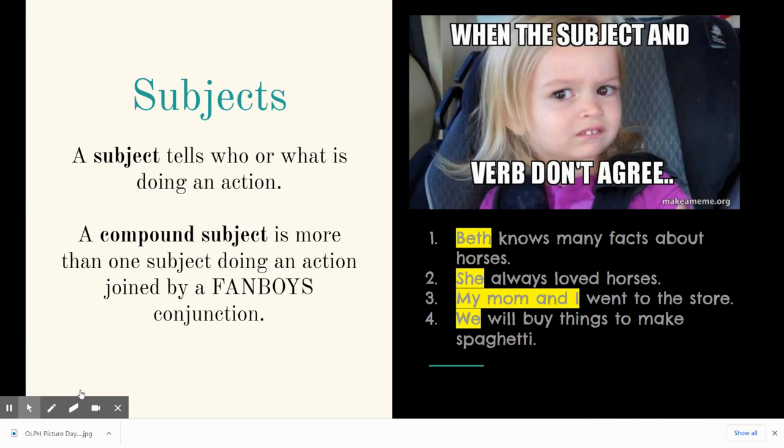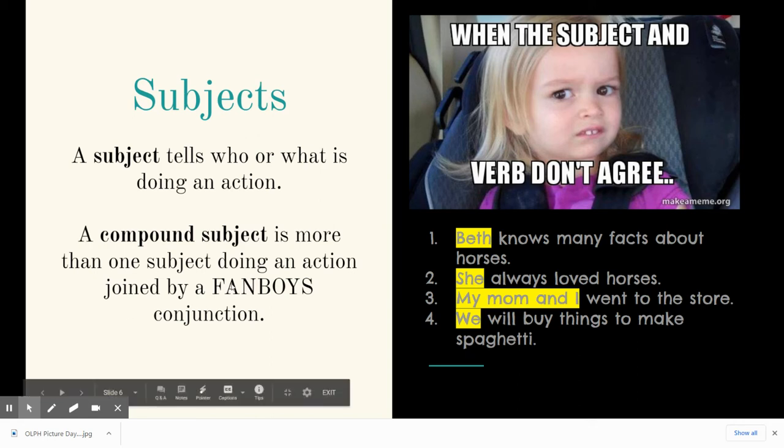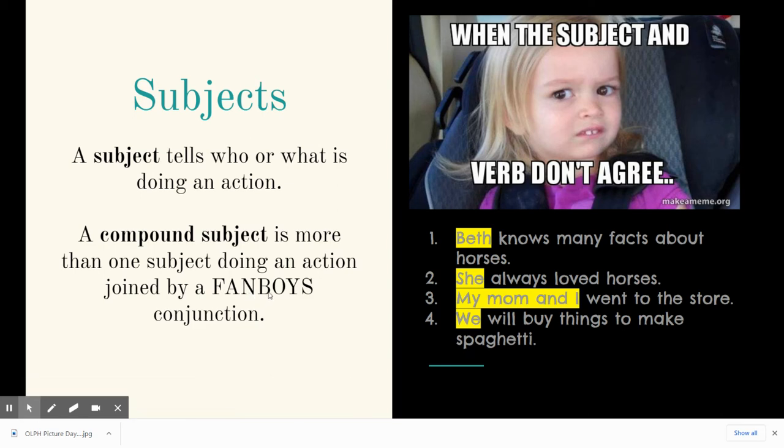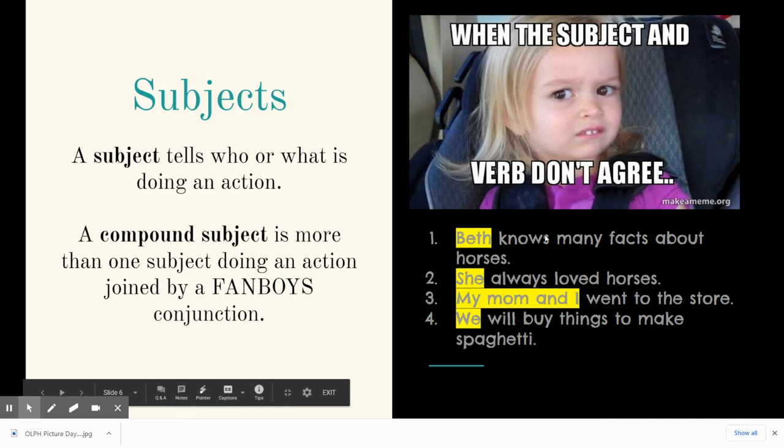A compound subject is more than one subject doing the same action. These subjects are joined by one of our fanboy conjunctions. And if you remember, those conjunctions are F for for, A for and, N for nor, B for but, O for or, Y for yet, and S for so. So let's take a look over here at our examples.